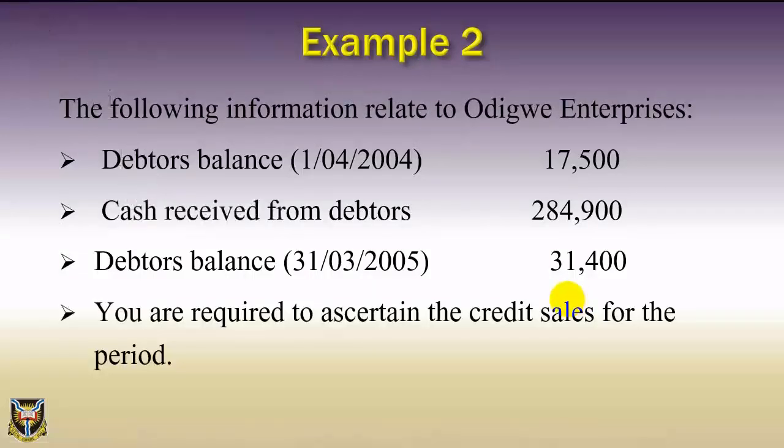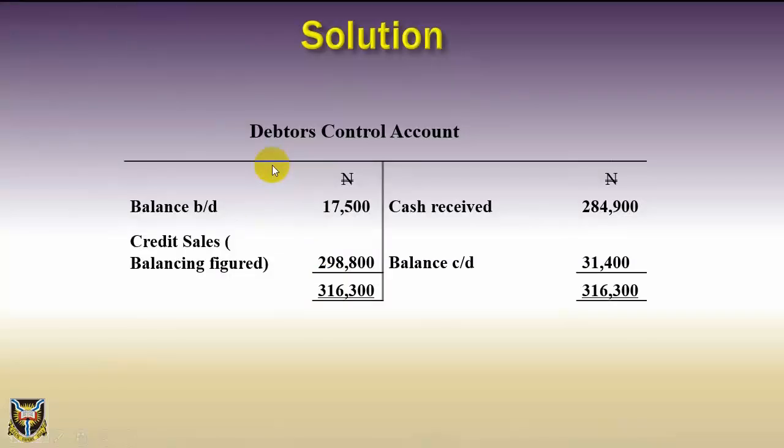Solution. Debtors control account. Balance B/D, 17,500. Credit sales balancing figure, 298,800. Total, 316,300. The right, cash received, 284,900. Balance C/D, 31,400. Total, 316,300.